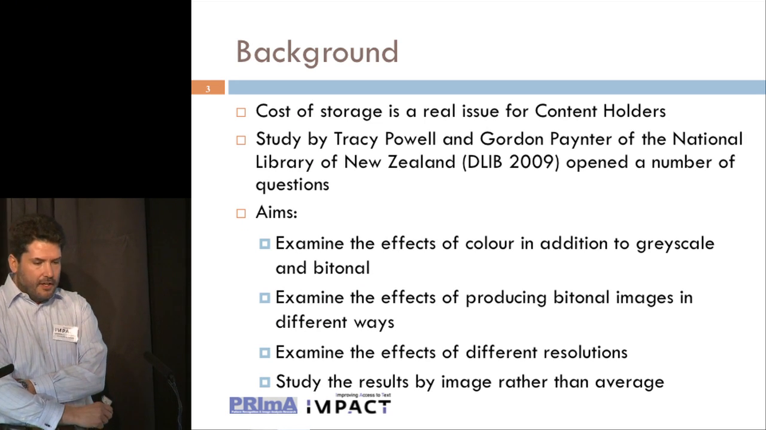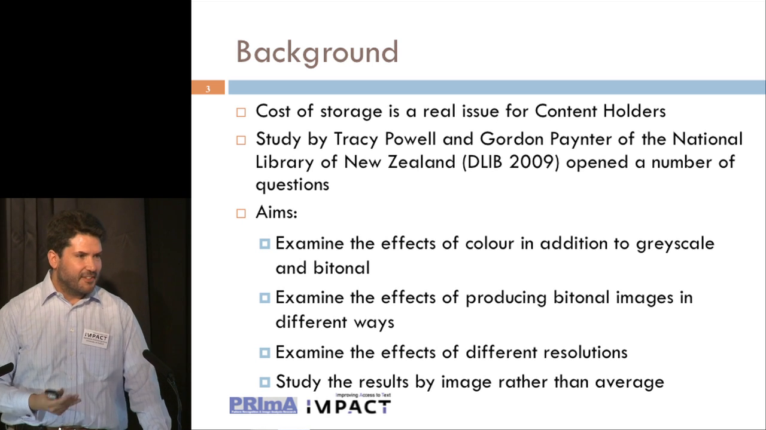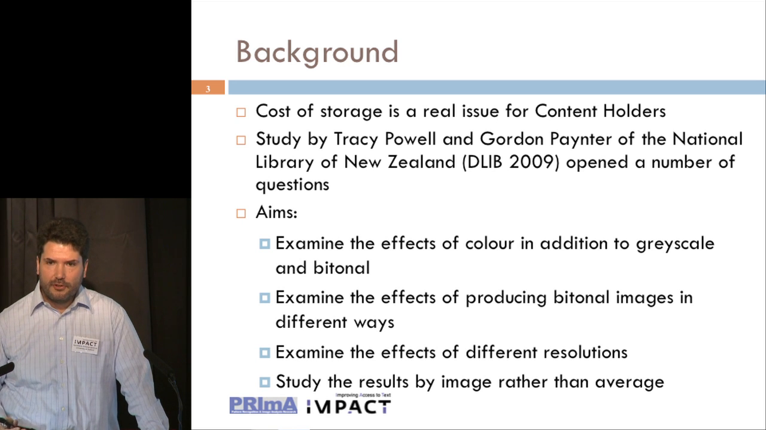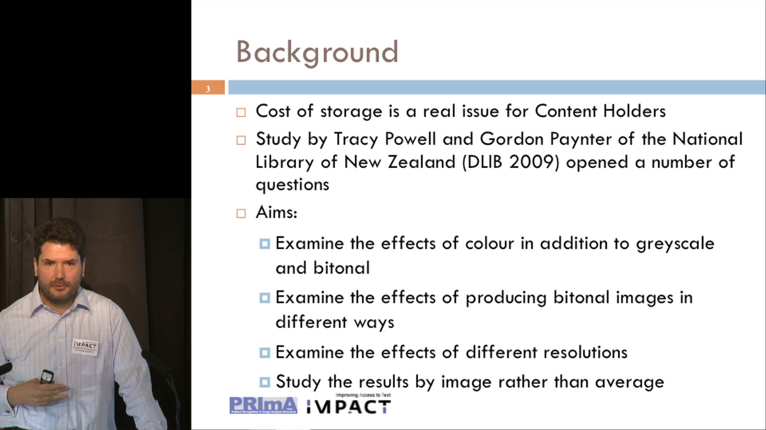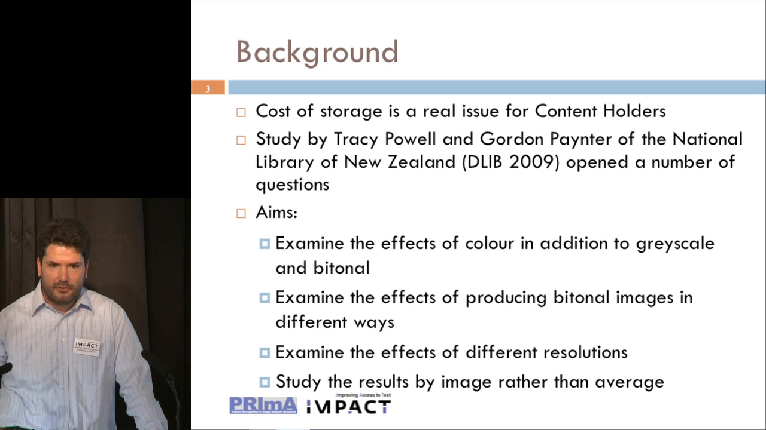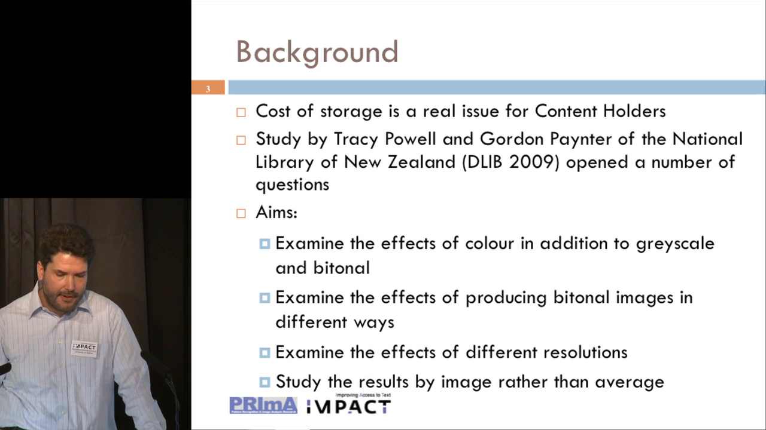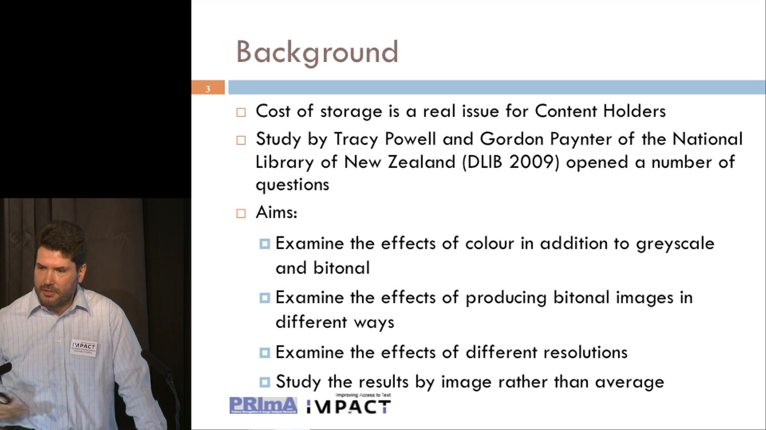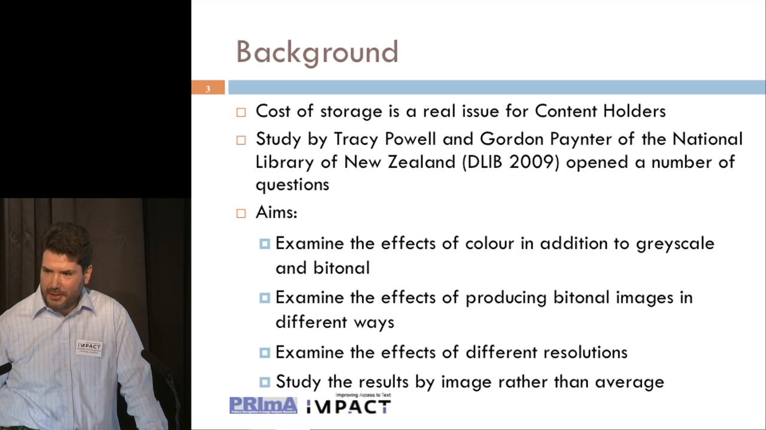Right? So as it was mentioned this morning, cannot escape that cost of storage is a real issue for content holders. So if you have a lot of bitonal images, it's 1 bit per pixel, right? Or grayscale is 8 bits per pixel, and color would be 24 or more. Right? So to store this increased amount of data is quite costly to store and maintain, right? Scanning, I think, is probably a similar cost. Grayscale and bitonal, I'm not sure.